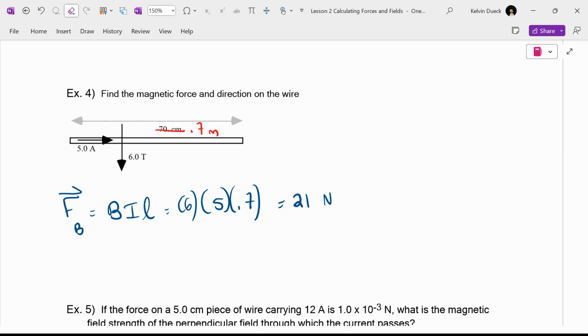So I have to hold my right thumb pointing to the right, fingers pointing down the page. For me, it's easier to go like that. What direction is my palm pointing? Which way will this wire feel a force? Into the page. You can write that in one of two ways. That's into the page.